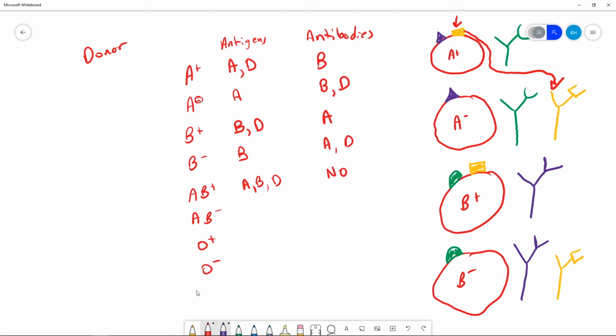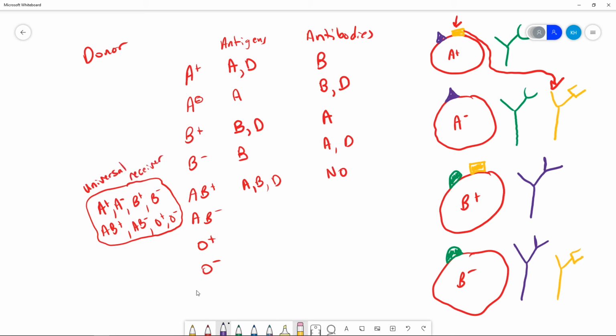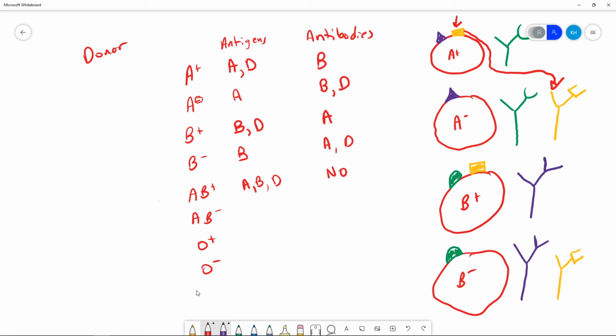Well, this means that this blood type can receive A positive blood, A negative blood, B positive blood, B negative blood, AB positive blood, AB negative blood, O positive blood, and O negative blood. Or, in other words, it can receive blood from all types. This is called a universal receiver. All right, pretty cool. So let's get rid of that and take a look at AB negative.